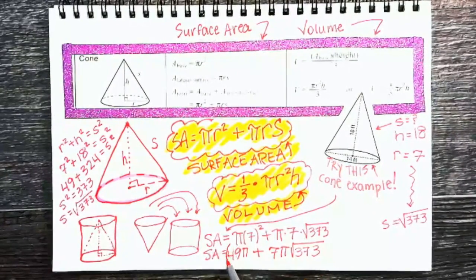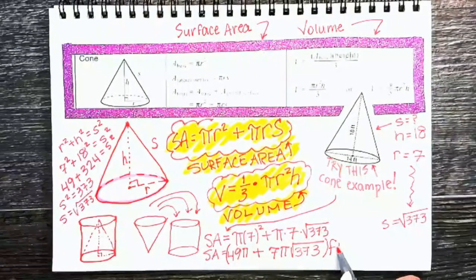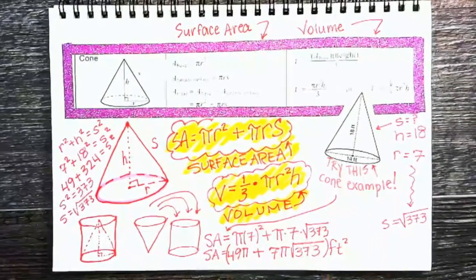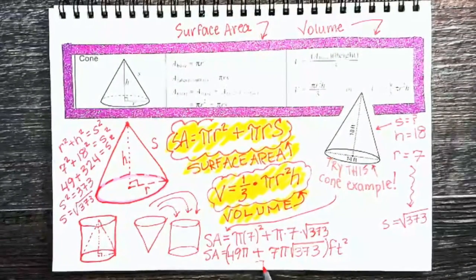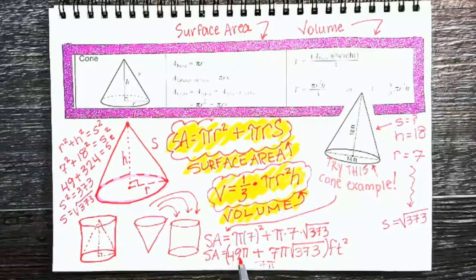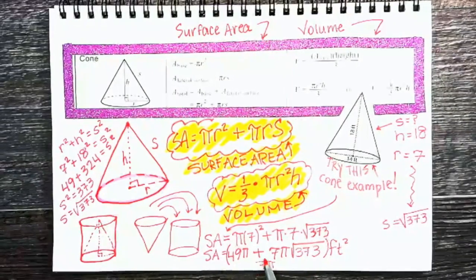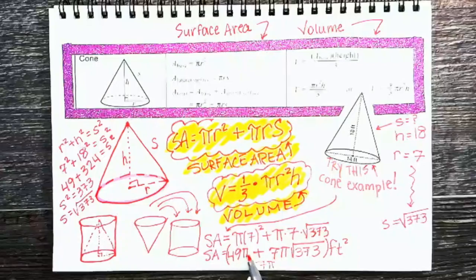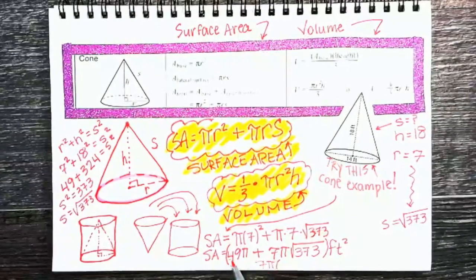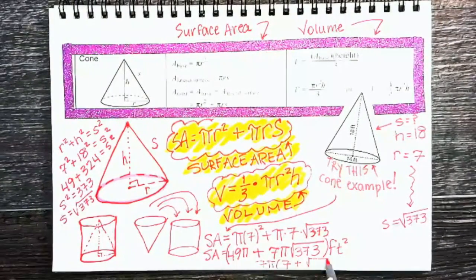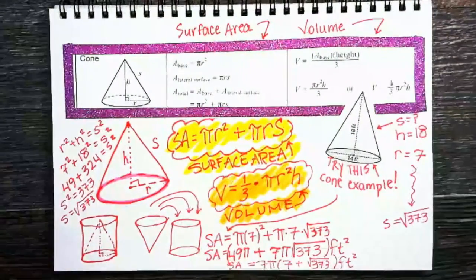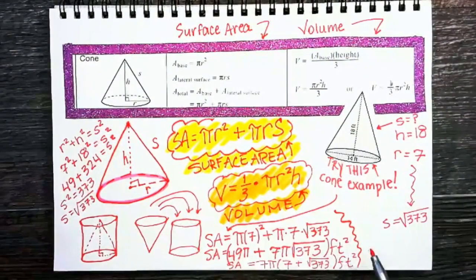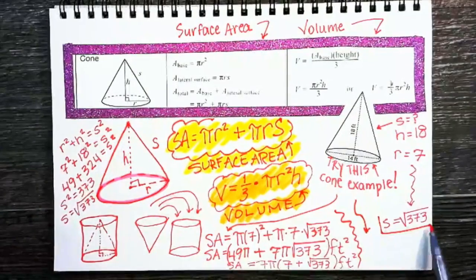You could leave the answer like this, or, oh, and then this was feet and feet, so it still gives you feet squared. You could leave the answer like this, or if it were multiple choice, you might see someone factor out the 7 pi because it's the greatest, the biggest possible common factor, the biggest possible common thing that you can factor out or undistribute from each of the terms. And then that would leave a 7 plus radical 373 inside those parentheses and feet squared at the end. Either way, all good.